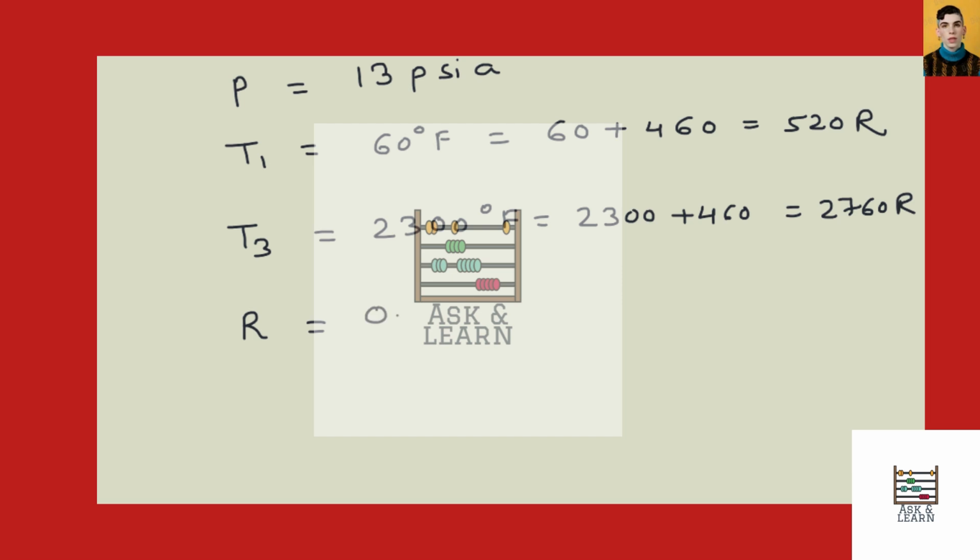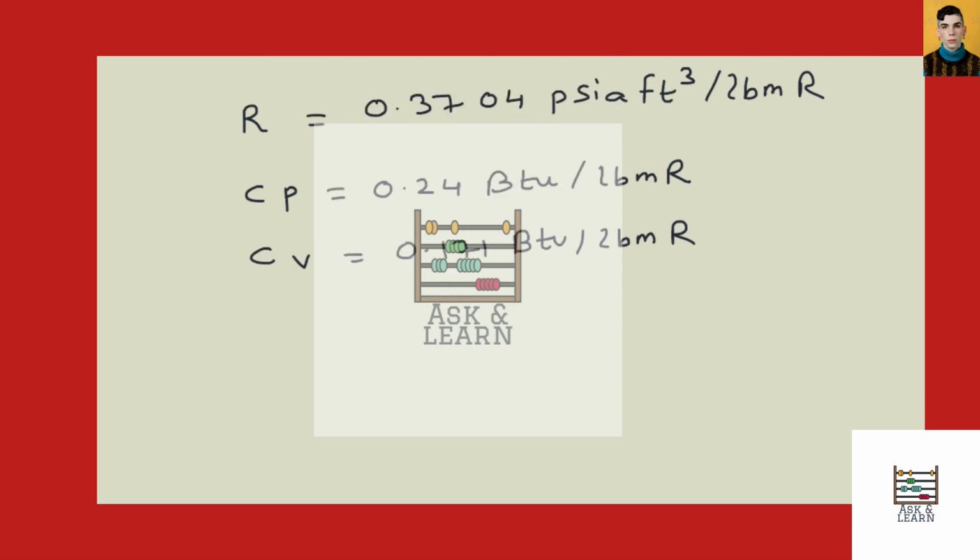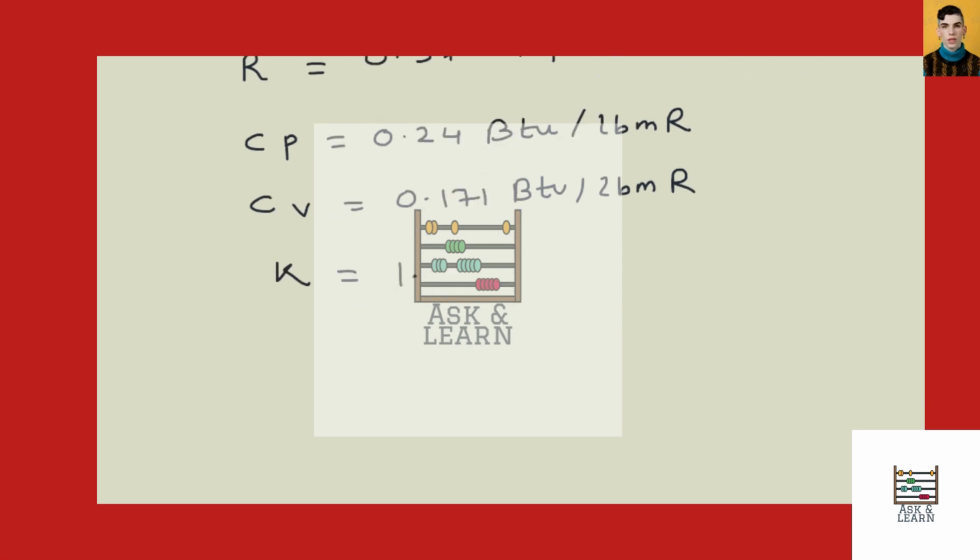Now R is equal to 0.3704. Cp is equal to 0.24 BTU per lbm R. Cv is equal to 0.171 BTU per lbm R. K is equal to 1.4.